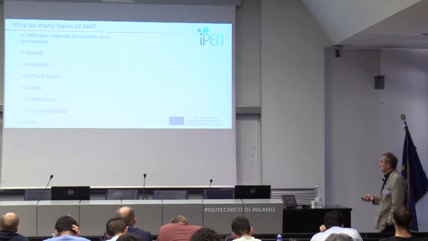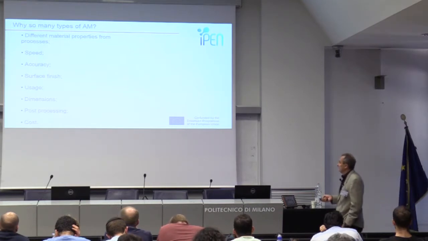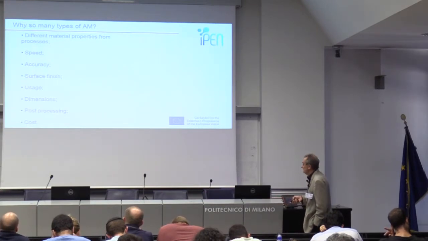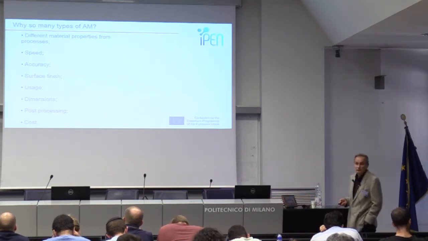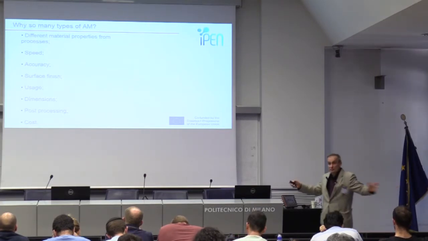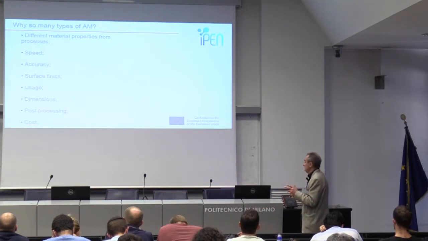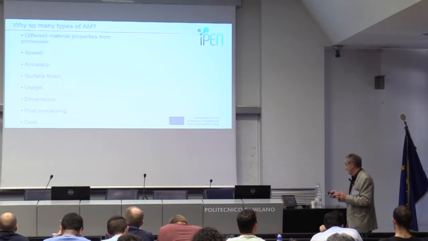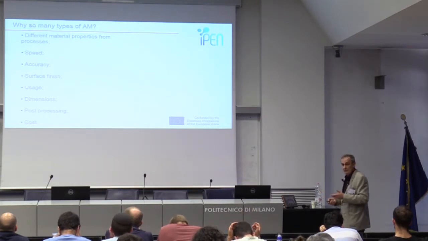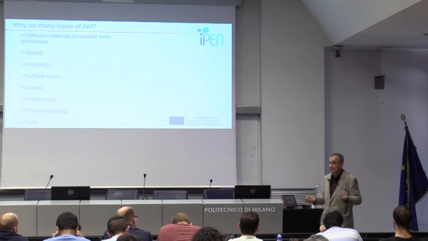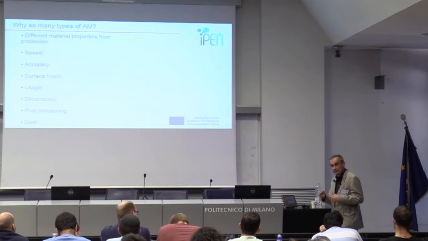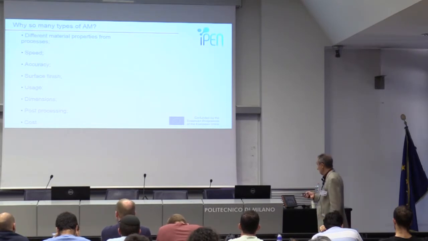Why so many types of additive manufacturing? Because you have several tasks. You have tasks to make quickly, to make very accurate, to make very precise, to make huge dimensions, or to make nano or sub-micro dimensions. And of course, the important thing is also the cost. You should think about cost because, at least in material science and engineering, we think about the bridge between production and development.